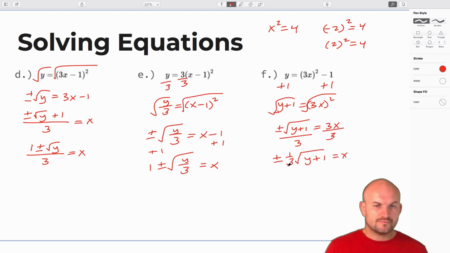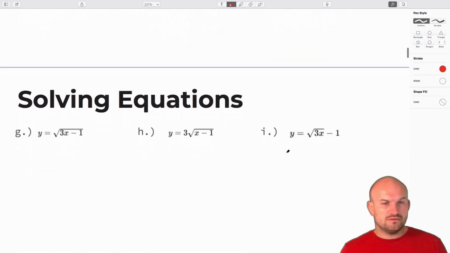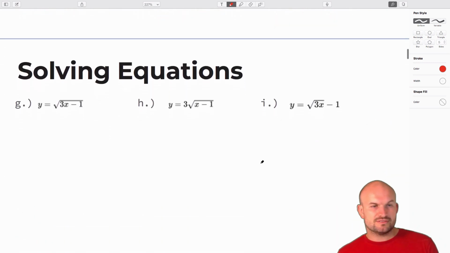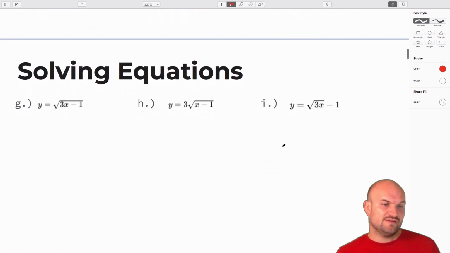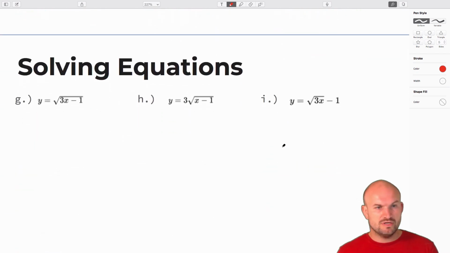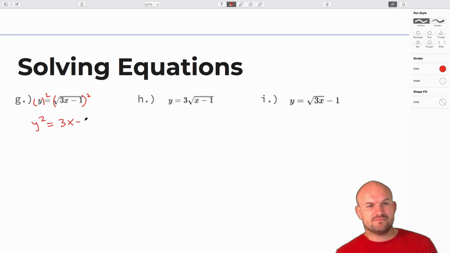Okay. All right, then we went ahead and said, let's do the same thing now with radicals. If the inverse operation of squaring is the square root, then the inverse operation of the square root is going to be to square. Here, my square root is isolated, so I'm just going to square both sides. So squared equals 3x minus 1.